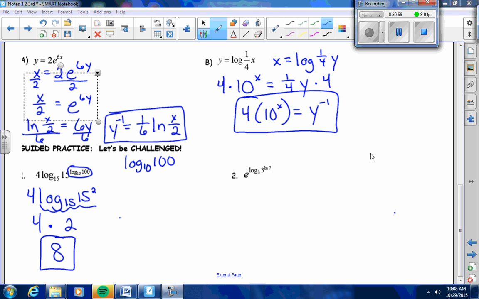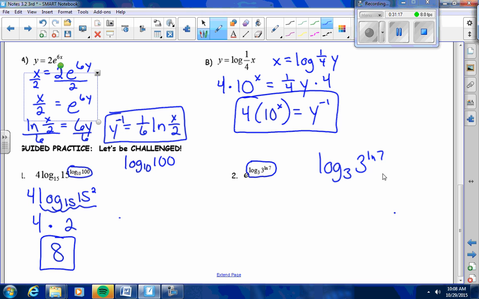All right, let's look at this one. E raised to the power of log base 3 of 3 raised to the power of natural log of 7. So on this one, we also have to start with the exponent. The exponent is log base 3 of 3 to the natural log of 7. Isn't that using the same property we just used? Yeah. So all of that boils down to what?